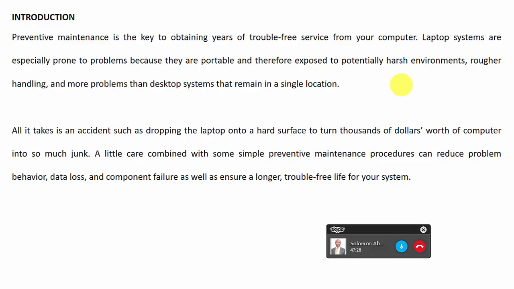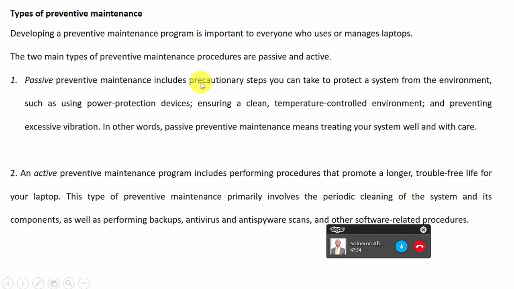I'm going to slide 3. Here I have types of preventive maintenance. I have 2 main types of preventive maintenance procedure. One is passive preventive maintenance, and the second one is active preventive maintenance.